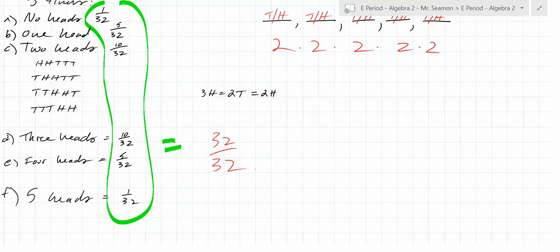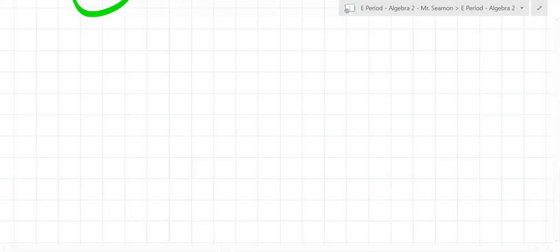Let's do an example. So coin flippies. How many different ways can you flip a coin 10 times? 2 to the 10th, right? And 2 to the 10th is a big number. What is 2 to the 10th? So that's 1,024.